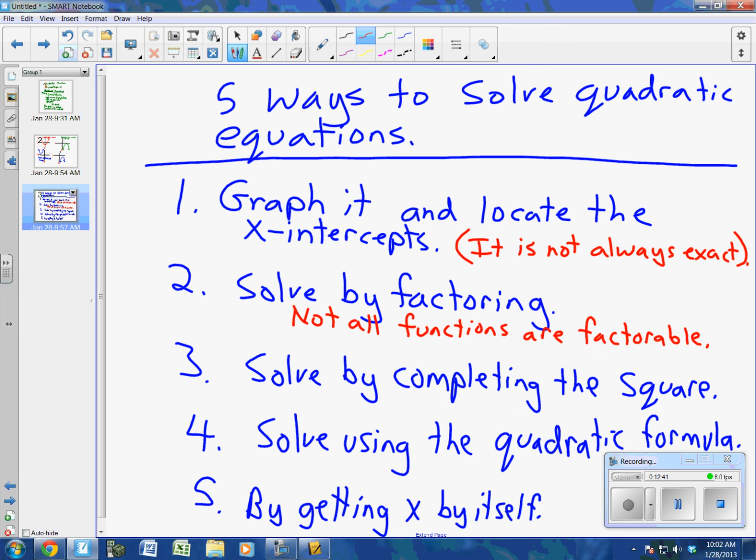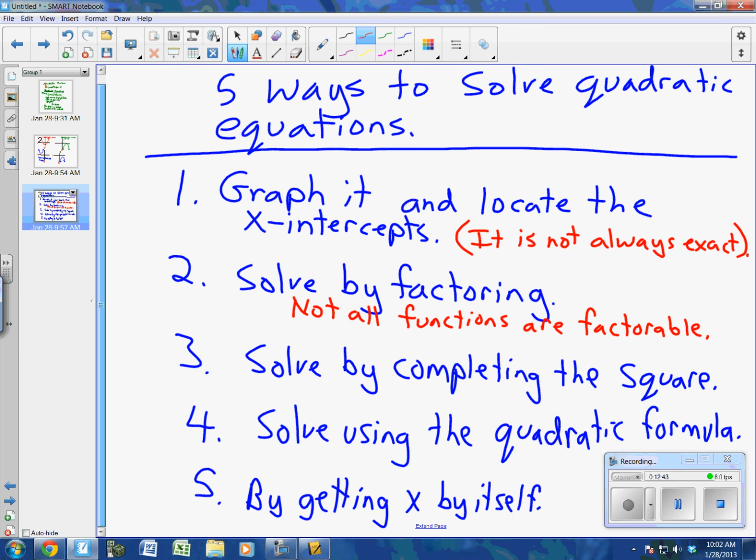Number 3. This way is to solve by completing the square. This one is long and tedious. So we don't usually like to use this one.